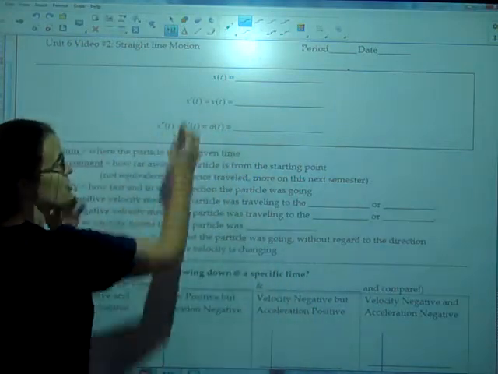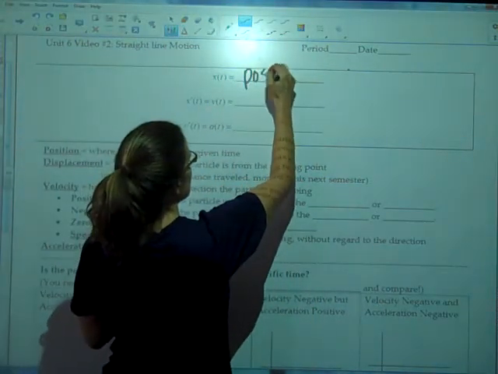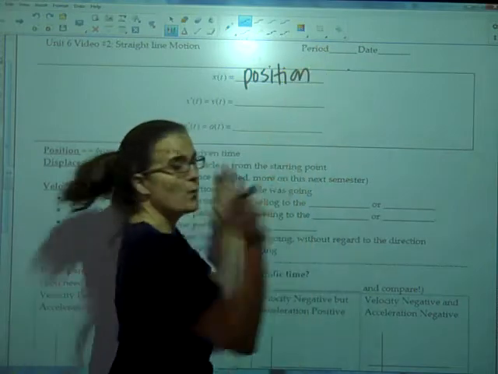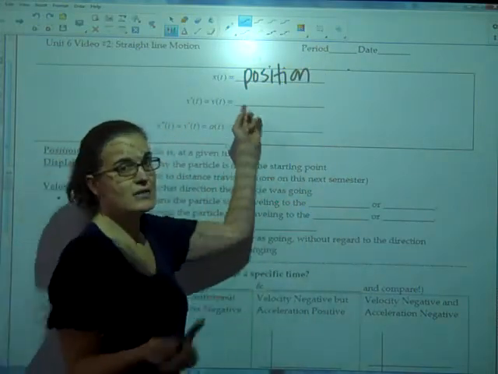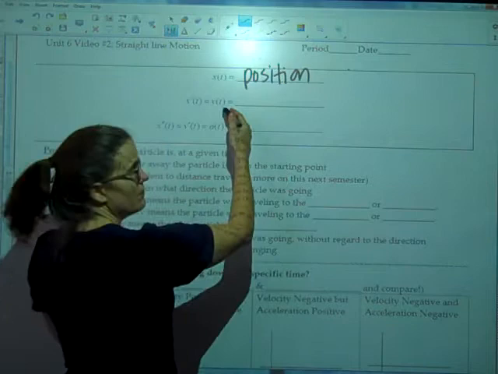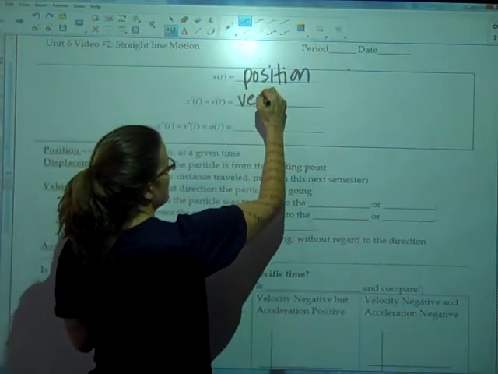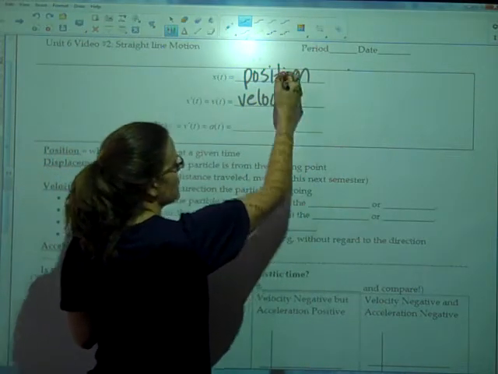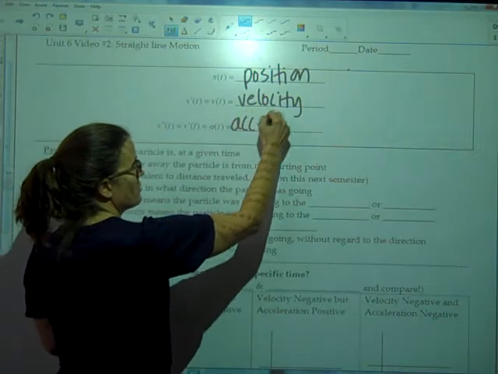Okay? So some notation, x of t traditionally is the position function. Right? So where are you along the x-axis at any given time t? If we take the derivative of that, that would give us our velocity. And the derivative of velocity is acceleration.